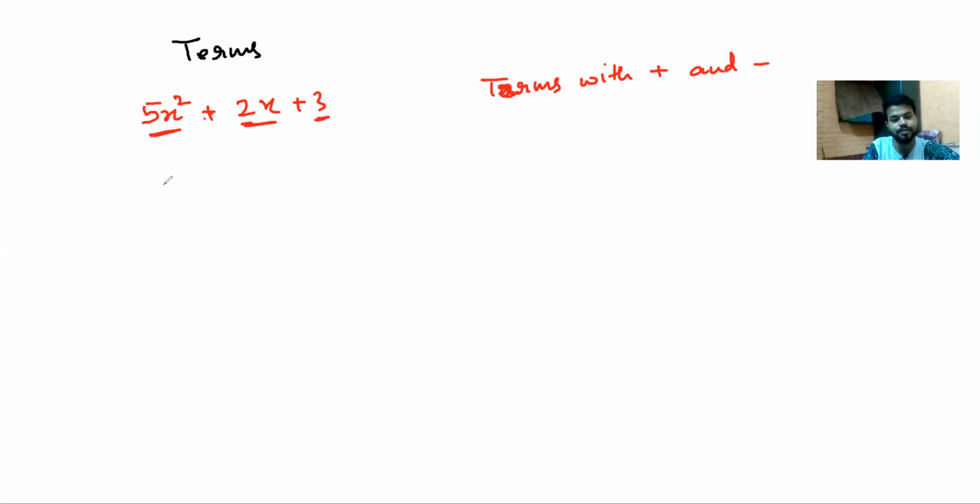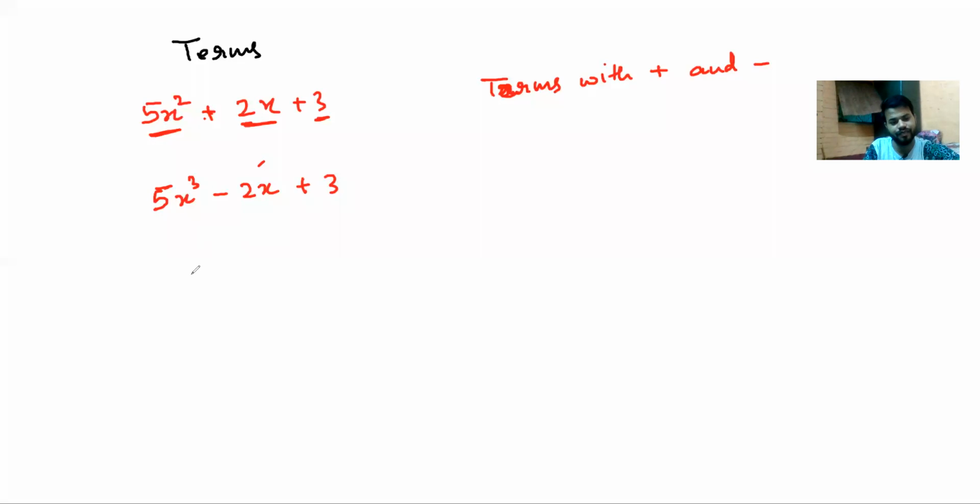For example, 5x cube minus 2x plus 3. Now here also we are having 3 terms. Term number 1, term number 2, and this is the third term. Fine. So here we are going to differentiate the terms with plus or minus sign.